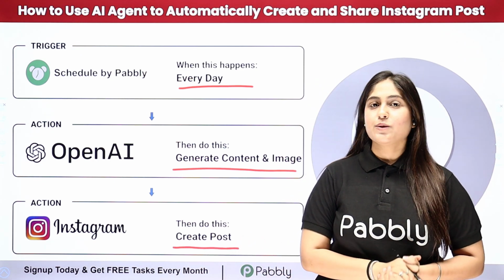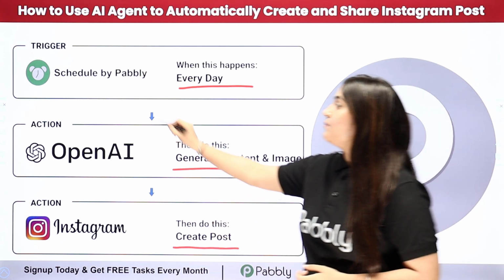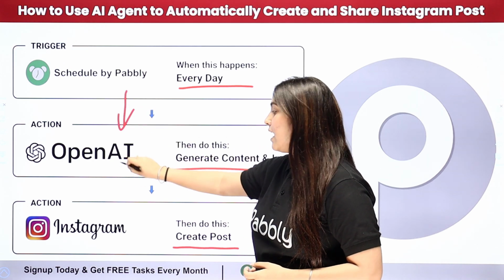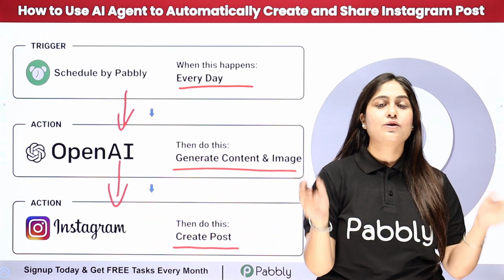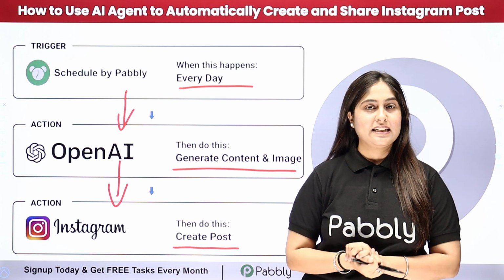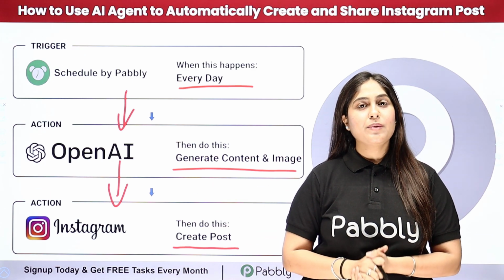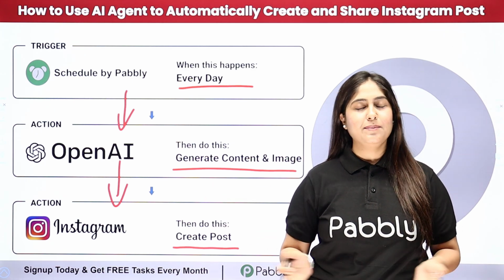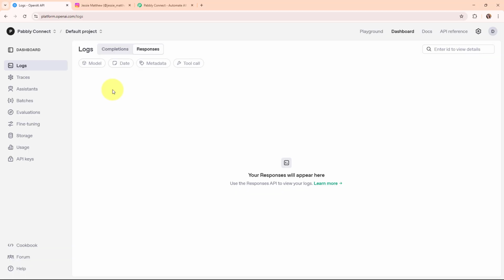So now here to automate the entire process, I need to connect my Schedule by Pabbly with OpenAI and Instagram using an automation software named Pabbly Connect. So to see the working of this automation and to learn this process step by step, let me take you to my screen. Welcome to my screen.